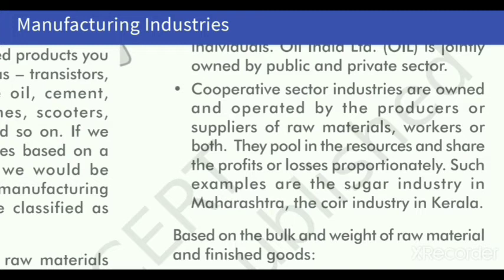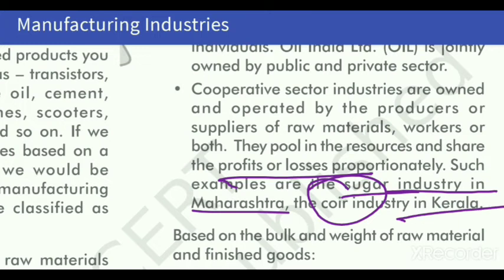The next one is cooperative sector industries. These are those industries which are owned and operated by a group of people, like producers or suppliers of raw materials, workers or laborers, as well as investors. It means that people like investors, workers, and suppliers of raw materials work collectively, and that is why we say that they pool in the resources and share the profit or losses proportionately. It means that whatever profit or loss is created is shared according to their contribution. So examples are the sugar industry in Maharashtra and the coir industry in Kerala.